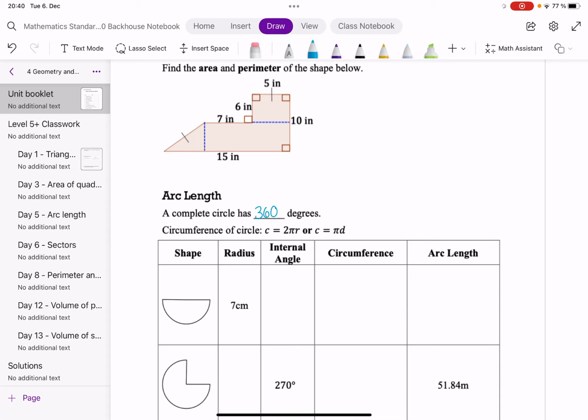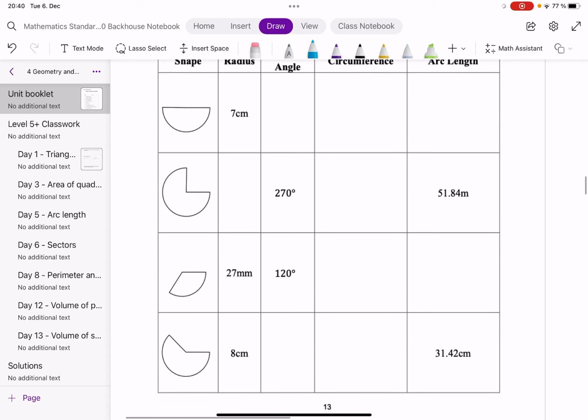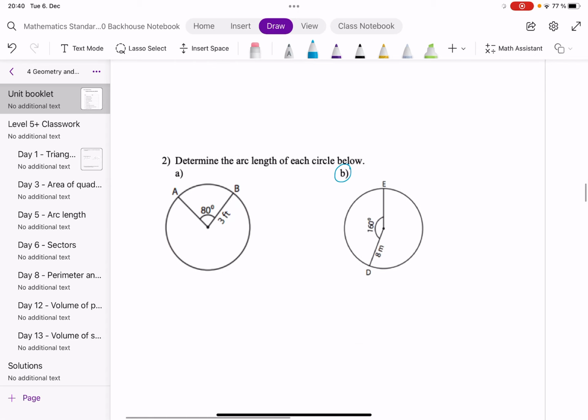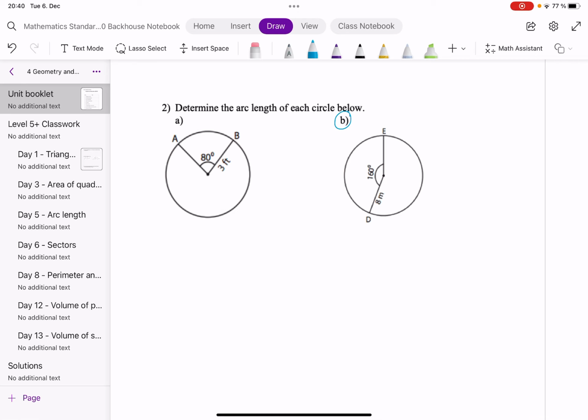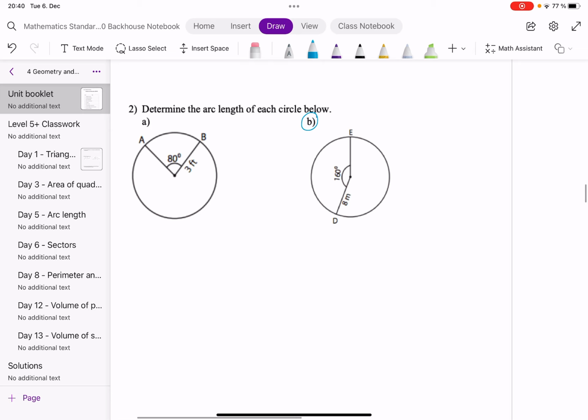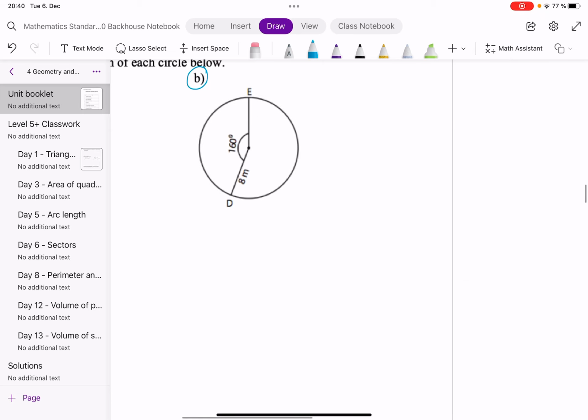Let's look at an example that's a bit trickier. So I'm going to scan down to page 14. I'm looking at 2b. Please pause the video, find that page so you can work through the notes as well. So here we need to find the arc length of the circle. So I'm going to draw it on here. This is the bit we're after.